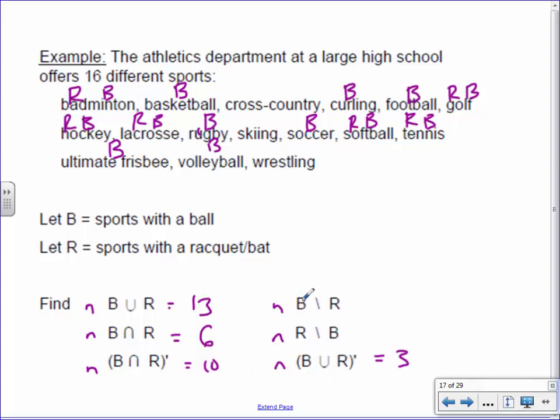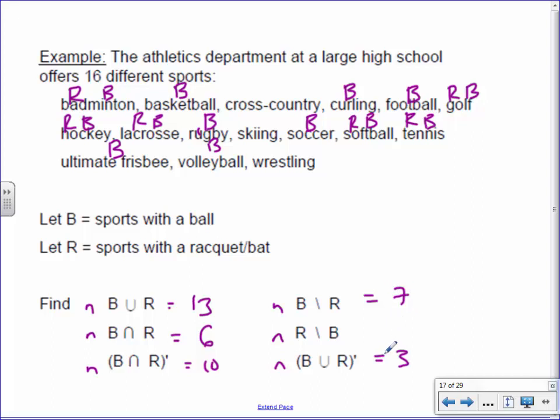Okay, how many on here had a ball but not a racket? Basketball, curling, football, rugby, soccer, frisbee, volleyball. 7, right?